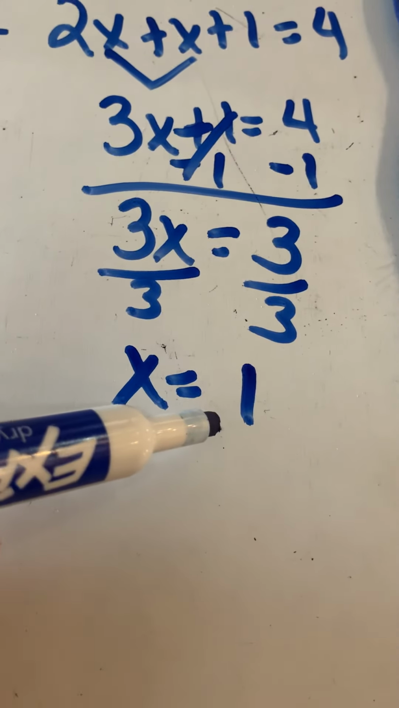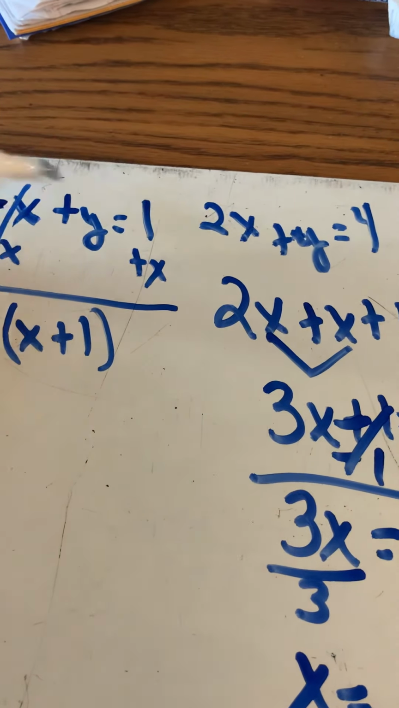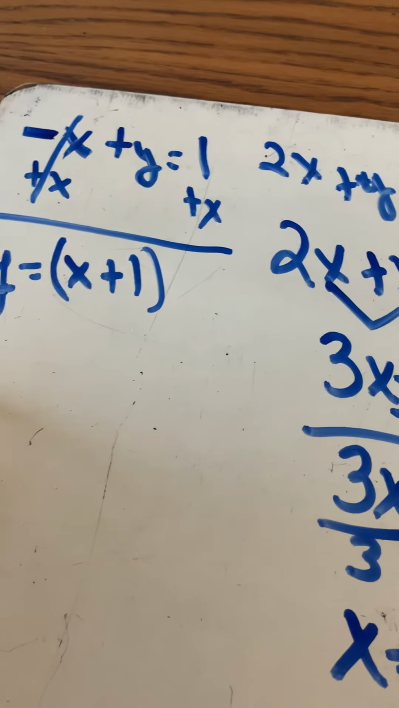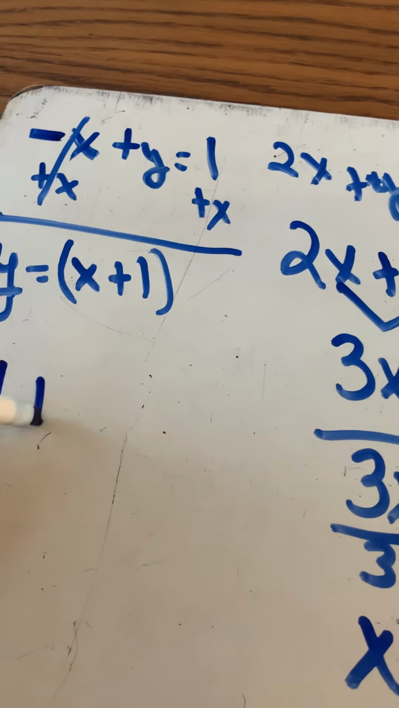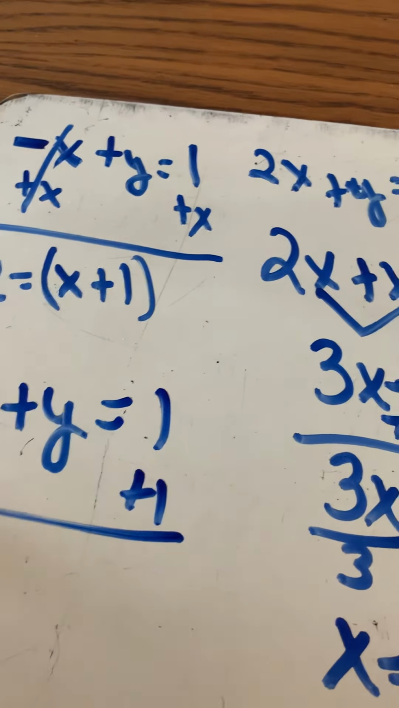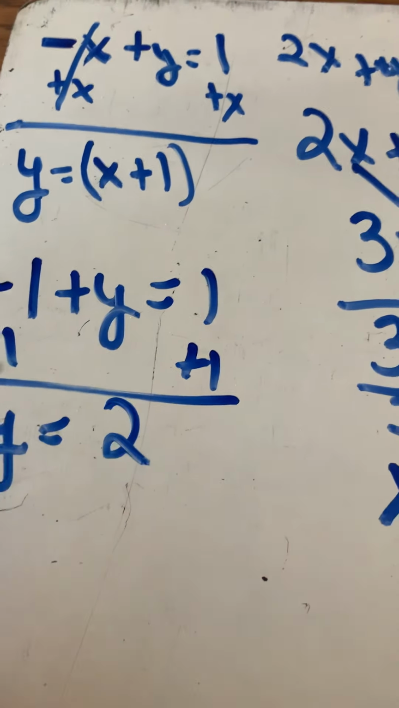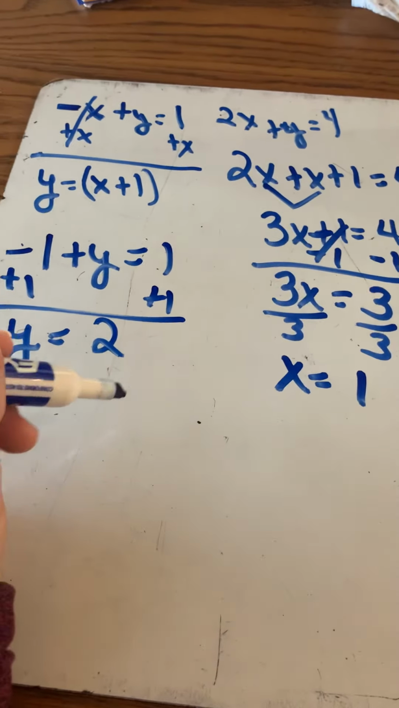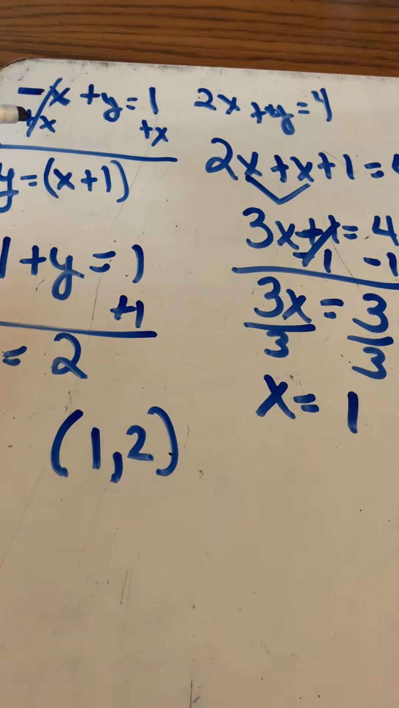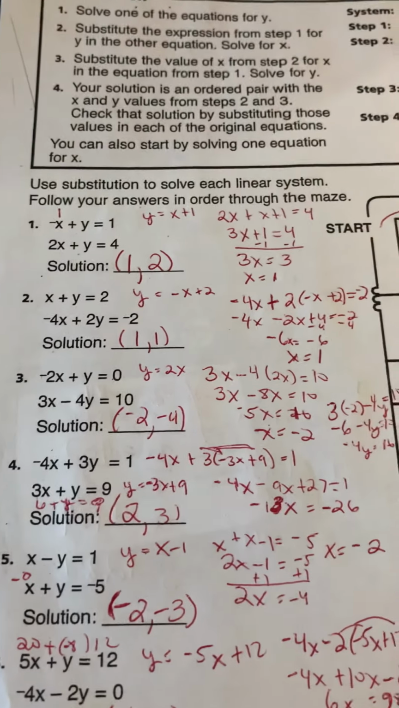So now that I know what the value of x is, I could plug it back into either equation. So I'm going to plug it back into the original equation on the left here. Negative 1 plus y equals 1. Add 1 to both sides to isolate the y, and y equals 2. So now the solution for number 1 is 1, 2, which means that if I graphed both of these lines, they would cross at 1, 2. And so that's what we had.